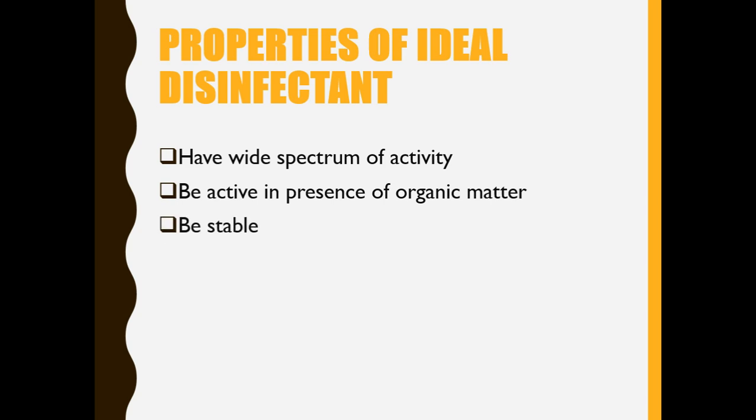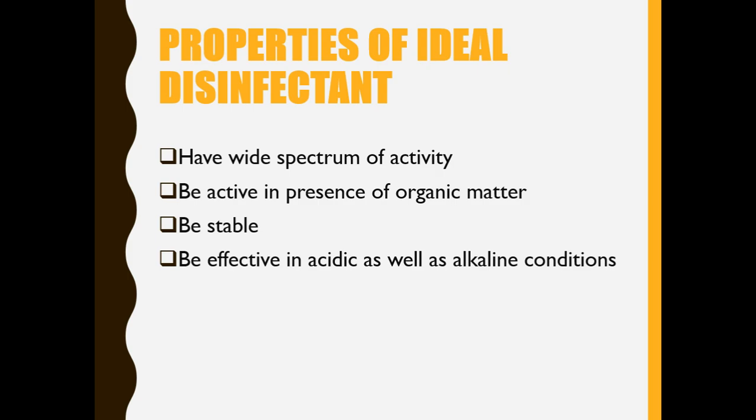The next character is that it should be stable. It should remain stable for a longer period, then it can act for a longer time. That is also one of the most important properties they should possess. The next one is that it should be effective in acidic as well as alkaline conditions. If they are acting in the presence of organic matter, there may be a change in the pH on the surface, but our agent should be able to act in acidic as well as alkaline conditions. Then and only then will it be able to kill most of the microorganisms.